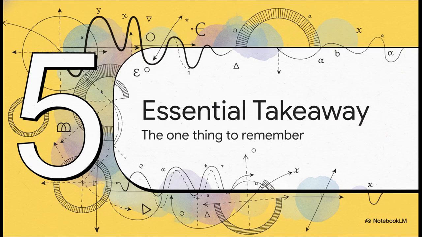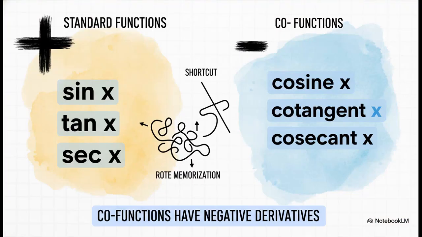Okay, we've gone through a lot today, so let's boil it all down. If you forget everything else from this explainer, please remember this one key idea. Here it is, the most important takeaway. All co-functions, that's cosine, cotangent, and cosecant, they all have negative derivatives. This one simple pattern literally cuts the amount of stuff you have to memorize in half. It's the most effective shortcut you're gonna find, I promise.